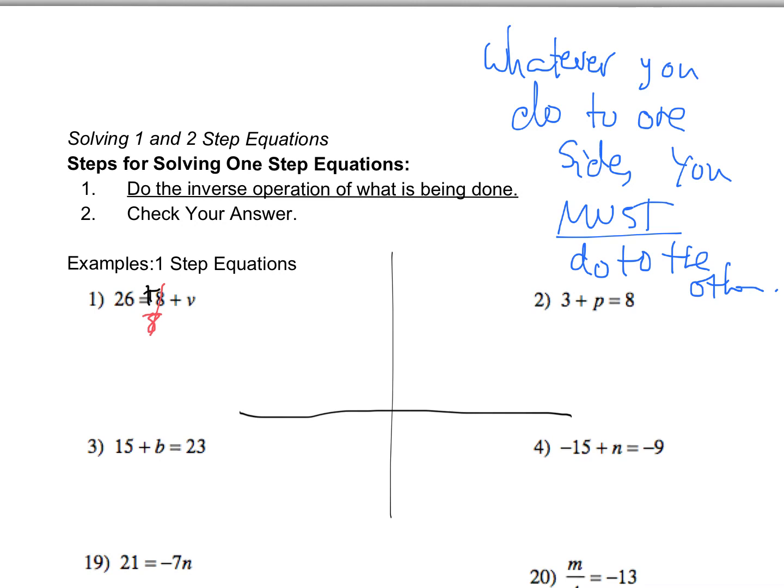So we minus 8 over here. 26 minus 8 equals 18. So then we rewrite our equation, 18 equals v. And there's our answer, so we would circle it.